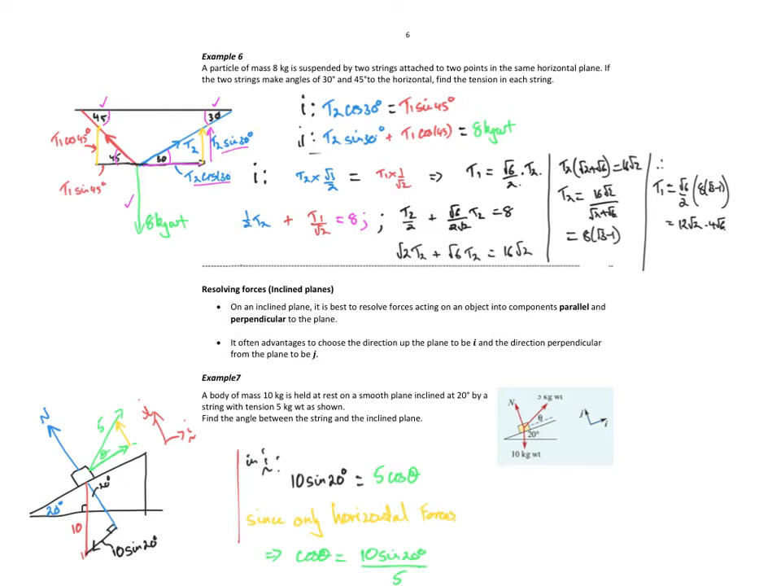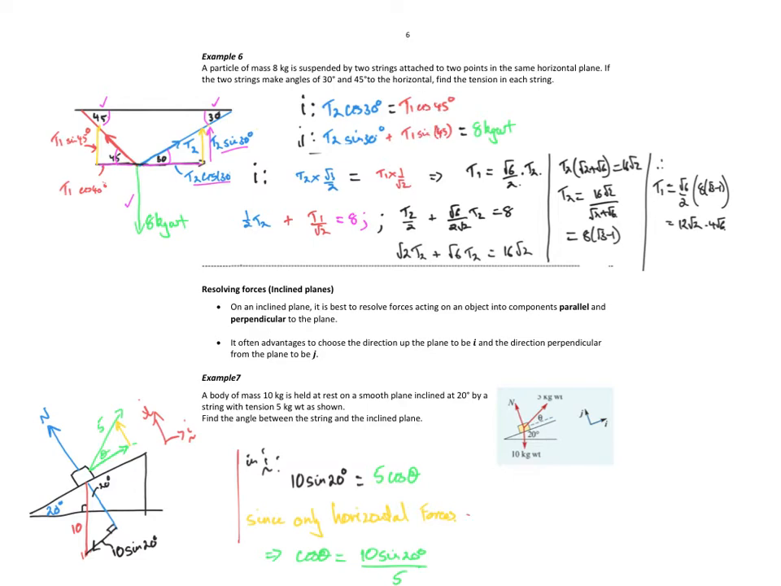If I go to the left-hand side, the adjacent side, I've written that the wrong way around, haven't I? The adjacent side, let's just tidy that up. T1 cos 45, the opposite side, T1 sine 45. I might get away with that because sine 45 and cos 45 are equal.